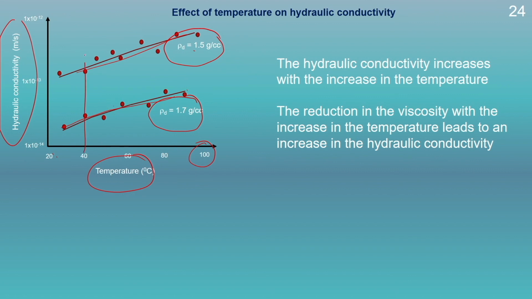But if we take any temperature, we could see here that soil compacted at a higher density has a lower hydraulic conductivity in comparison to the soil compacted at a lower value of density. But on the other hand, with increase in the temperature, the hydraulic conductivity of both the soils will increase. So, this increase in the hydraulic conductivity with increase in the temperature can also be due to the reduction in the viscosity of the soil sample with increase in the temperature. As we increase the temperature, the viscosity will get reduced, so it can flow very easily, and therefore, the hydraulic conductivity will also increase.